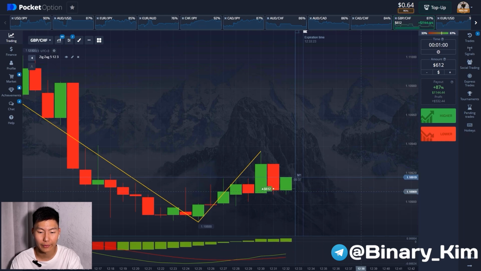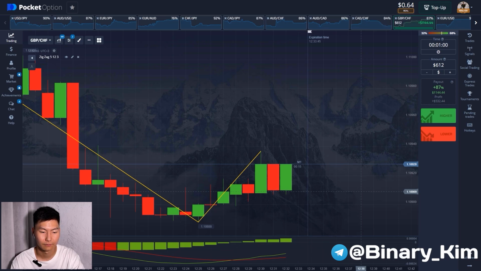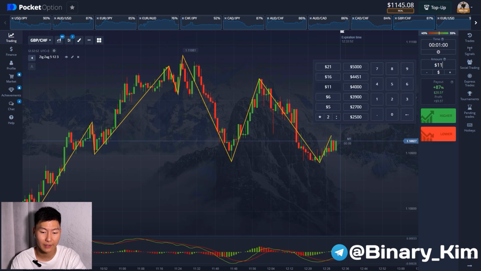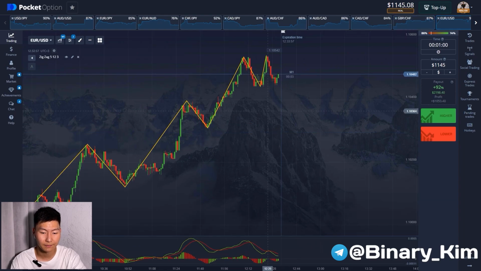Basically, we have a really good entry level. So let's watch. And there we go, good trade entry. We got around $1,200 on the balance, and we are gonna consolidate our success. Let's find another good signal.